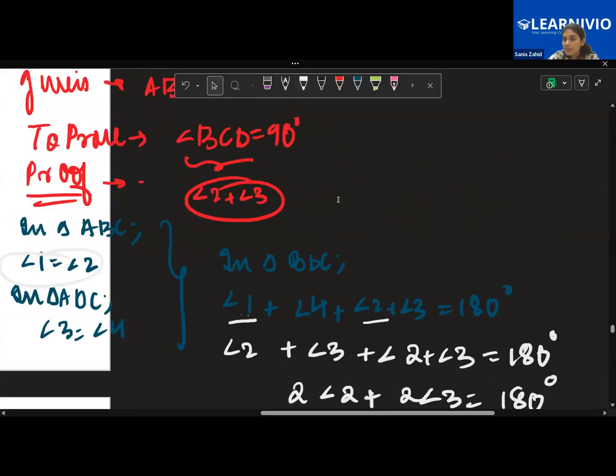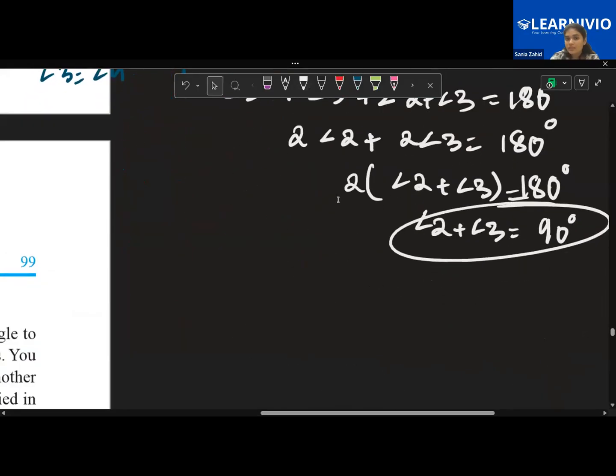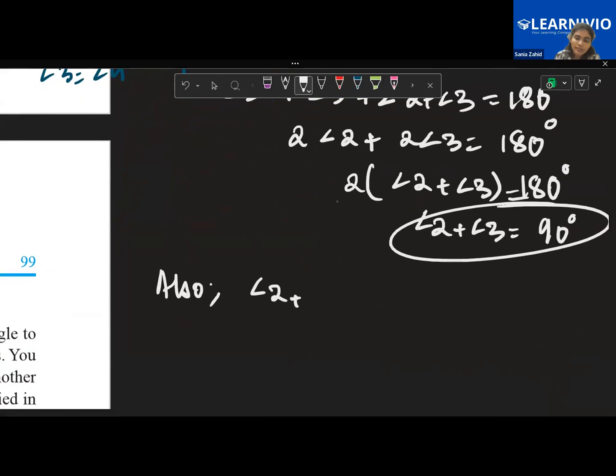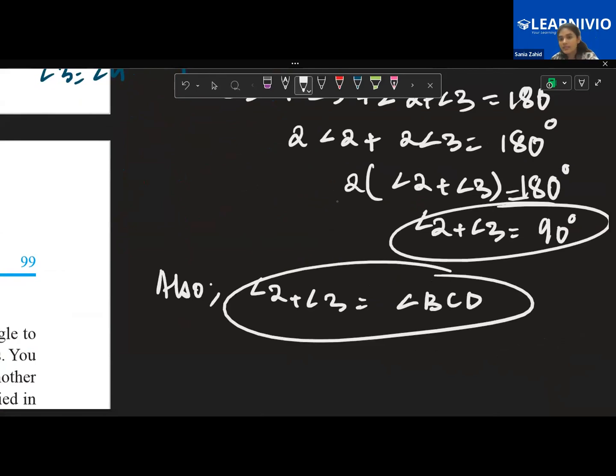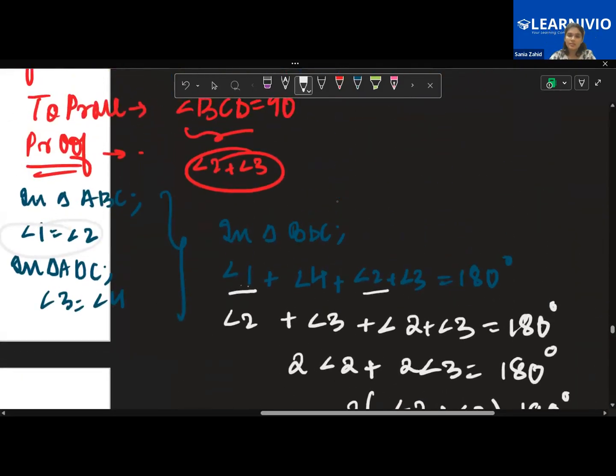Now you know that angle 2 plus angle 3 is equal to BCD. Also, angle 2 plus angle 3 is equal to angle BCD. And then you write, thus angle BCD is 90 degrees, and hence proved.